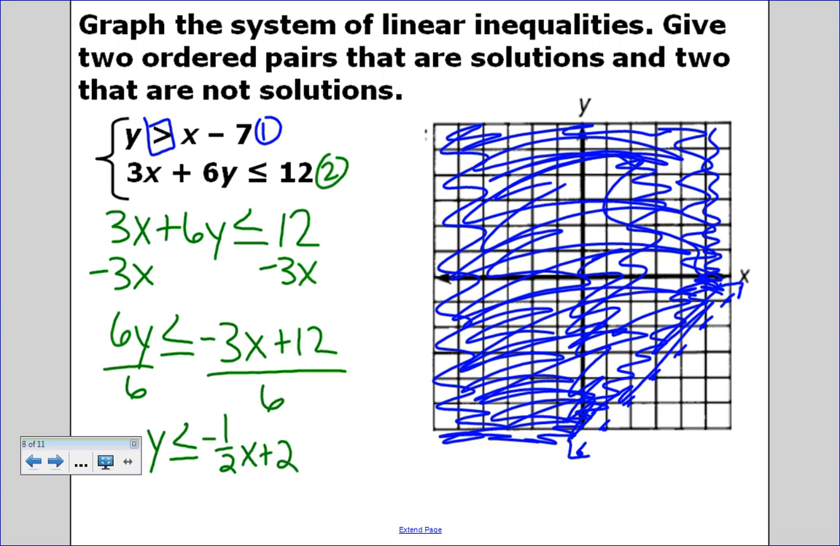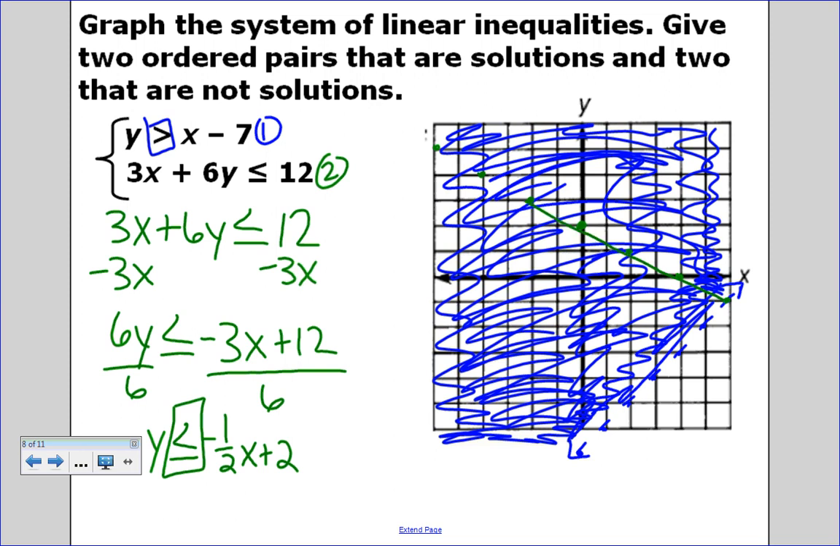So I'm going to go over to my graph and graph this inequality. Positive 2, that's my y-intercept. Negative 1/2 is my slope. If I rise up 1, I go to the left 2. Go back. Do this side. So now I have to check. Is this solid or dashed? Solid. You're right. It's solid.